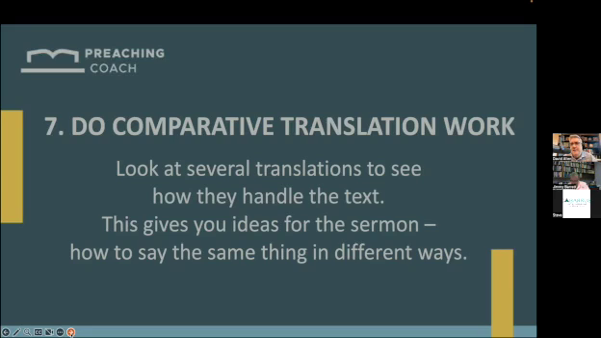Take 1 John 2, verse 15. Don't love the world, neither the things that are in the world. If anyone loves the world, the love of the Father is not in him. Now let's look at that phrase, the love of the Father. Now let me ask you, what does that phrase mean, the love of the Father?